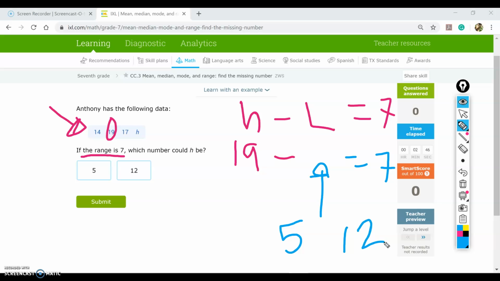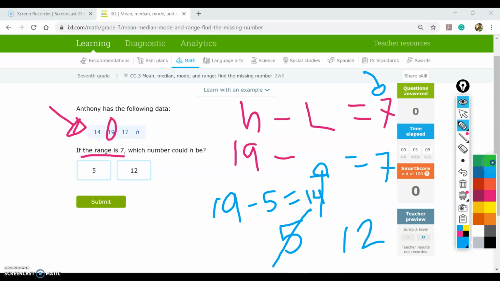Yeah, if you do 19 minus 5, which is the first option, you're going to get 14. But 14 is not what you need, because they're telling you that the range is 7. Then I can try 12. So if I do 19 minus 12, I would get 7. So that means that the number that H would represent in this case would be 12.